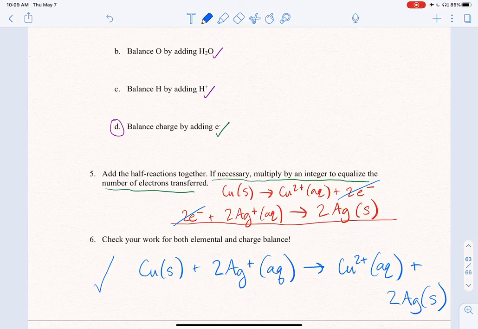Okay, so I hope all of that made sense. In the next lecture, we will try another more complicated redox reaction.